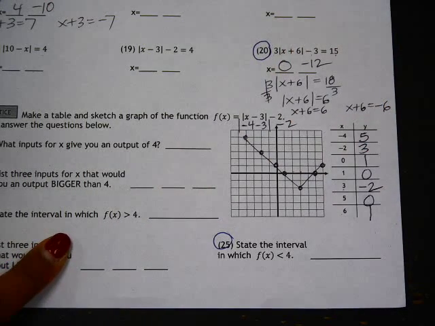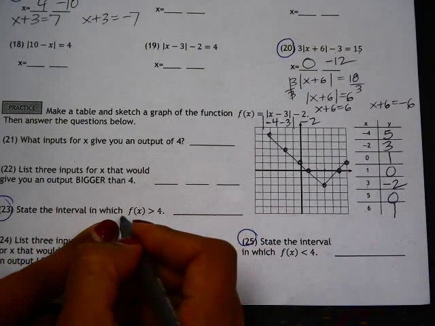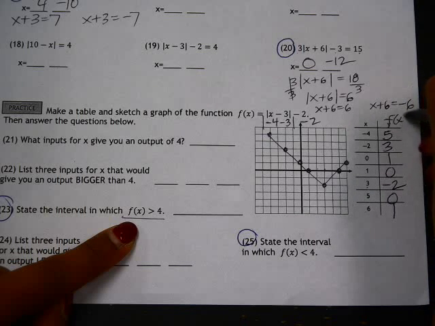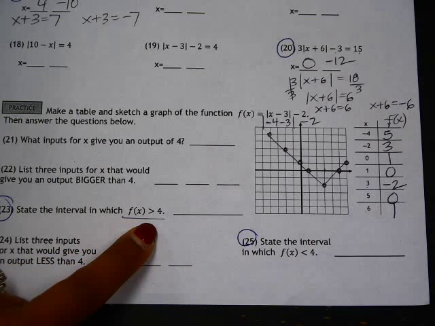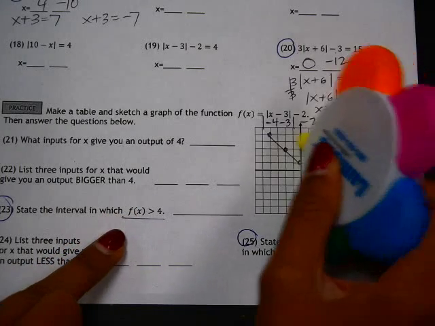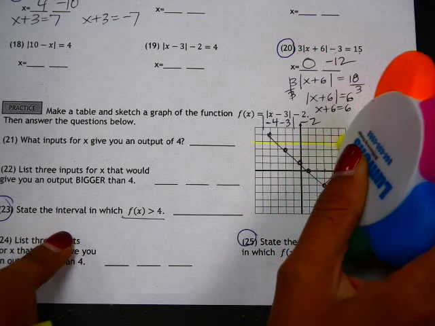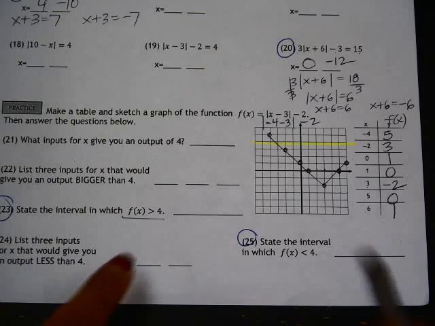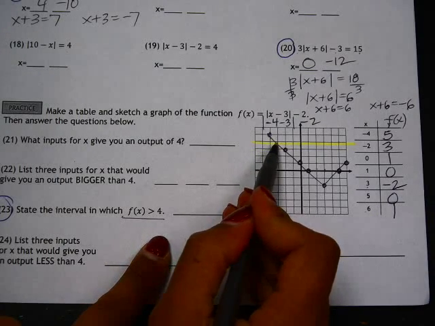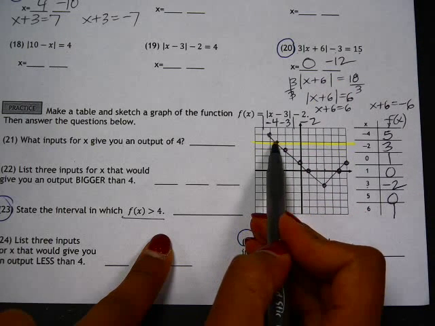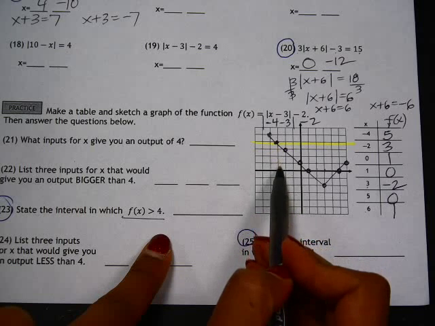State the interval in which f of x is greater than 4. So f of x is the same as the y column. In order for f of x to be greater than 4, if we look at the y value of 4, which is right here, the graph is greater than 4 when x is less than or equal to +3.